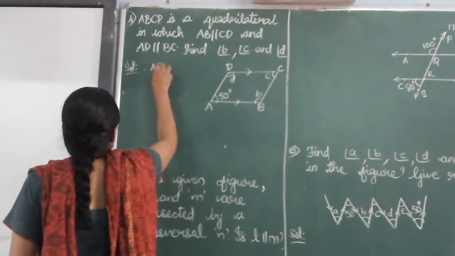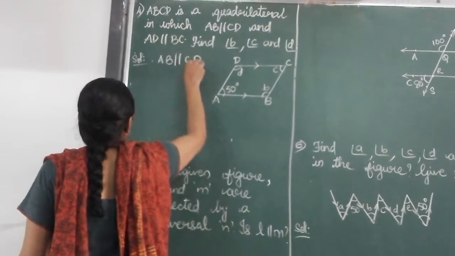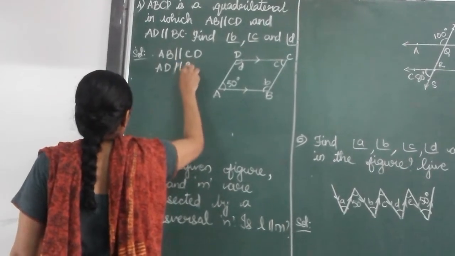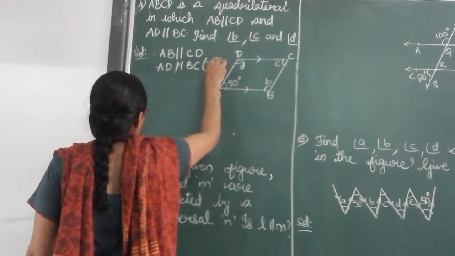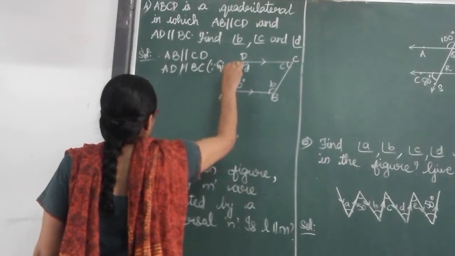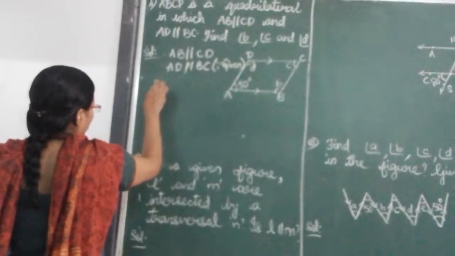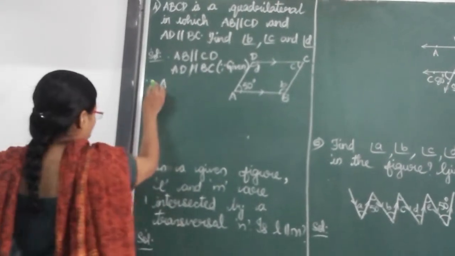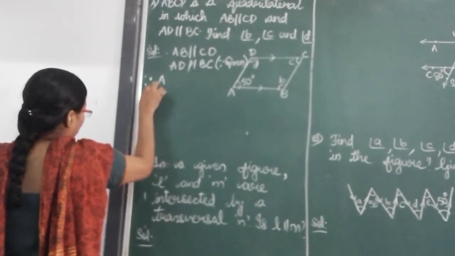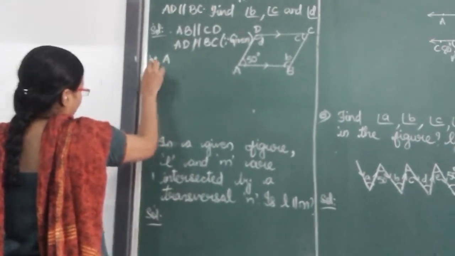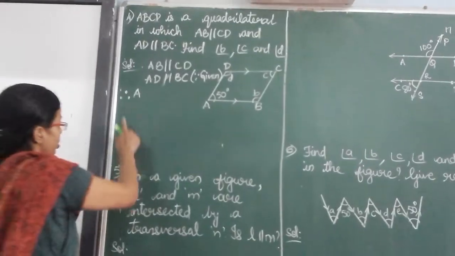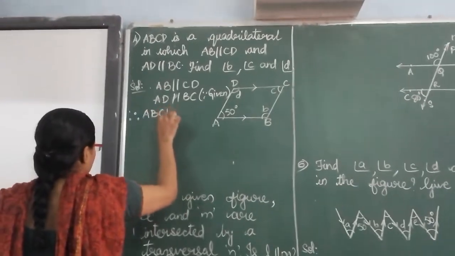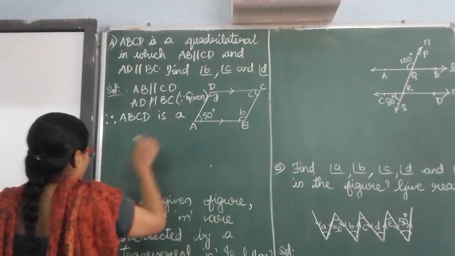We know that AB is parallel to CD, AD is parallel to BC. How do you know this? Because it is given in the question. Given. So what can you conclude from this? Therefore. The symbol of therefore is first you write one dot and then two dots in the second row, like this. It is the reverse of since. Therefore, ABCD is a parallelogram.